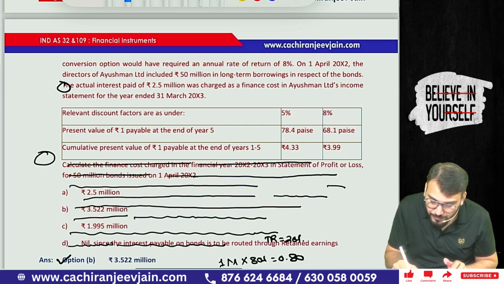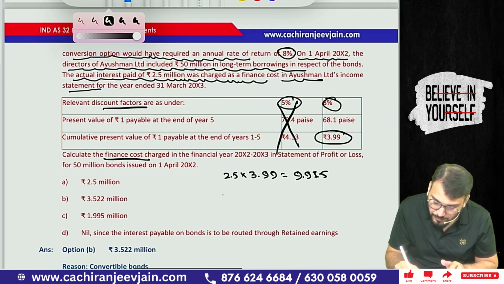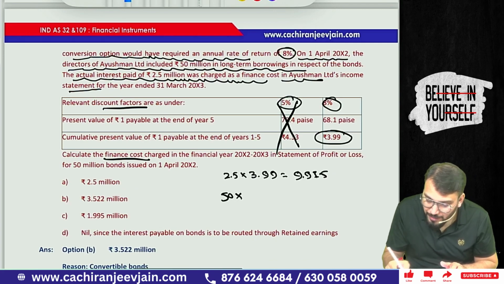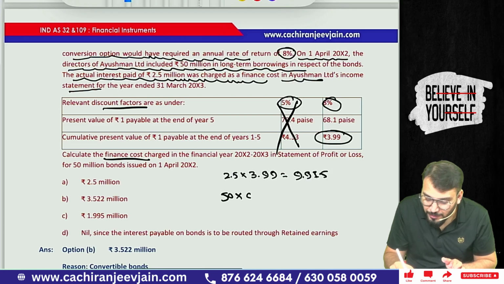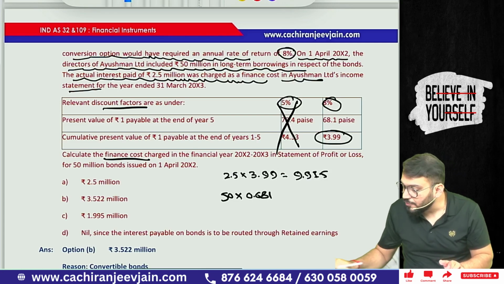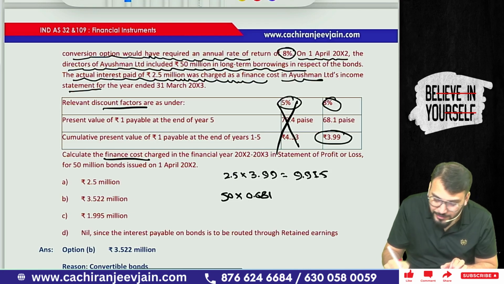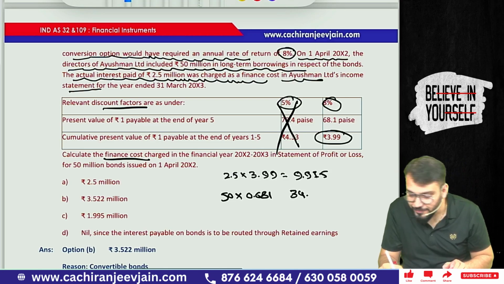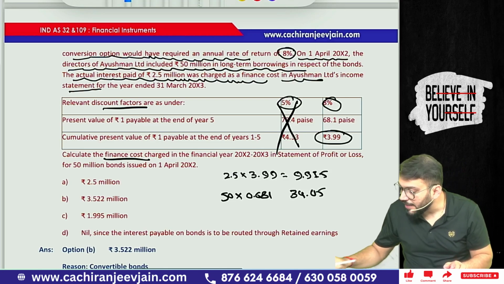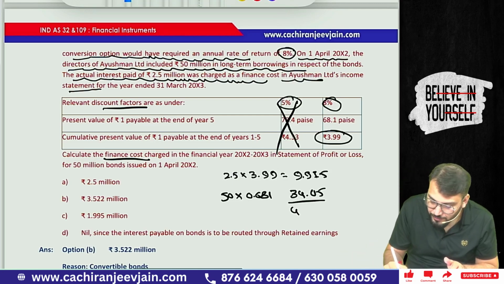multiplied by 68.1 paise, so it will become 0.681. So 50 into 0.681 is equal to 34.05. So the total becomes 34.05 plus 9.975, which is equal to 44.025. This becomes the liability component.